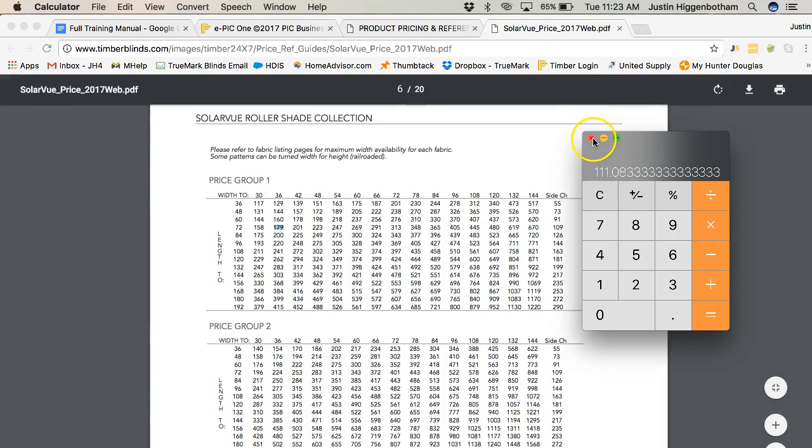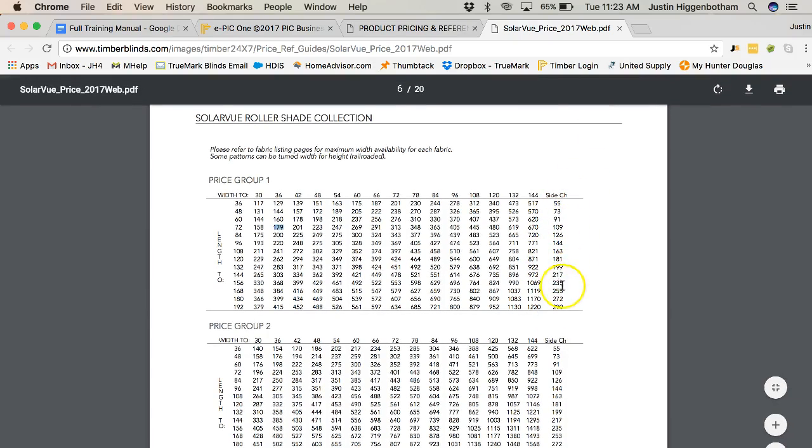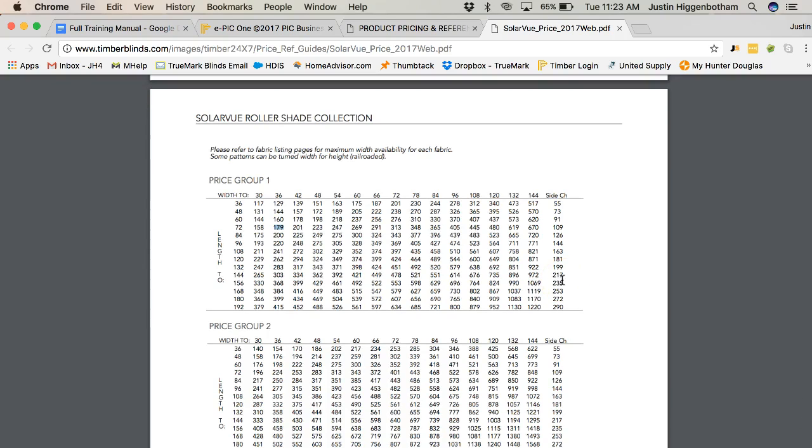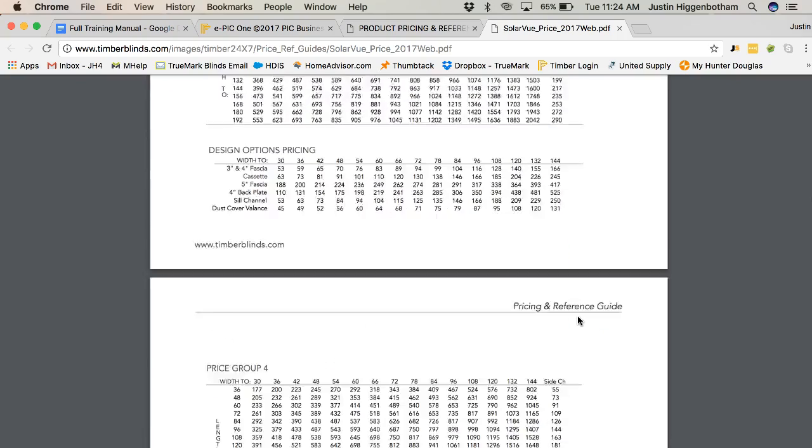And side channels are basically something that are used on roller shades that block out the light from coming in from the side of the roller shade. So if I say, just give me a suggested retail price on, you'll see it doesn't matter about the width. The only thing that matters on the side channels is the length. So if I say I need a length of 144 suggested retail on a side channel in price group 1, you'll know that that's right there. So that's as simple as this.